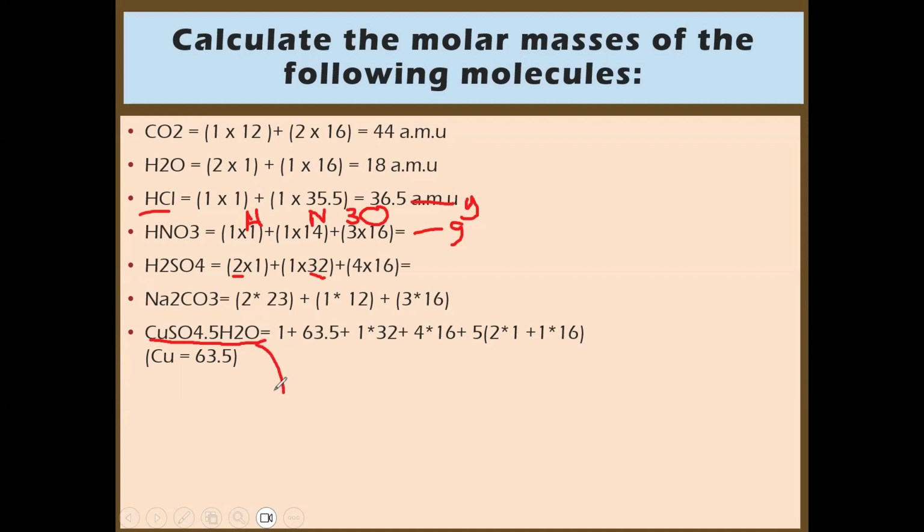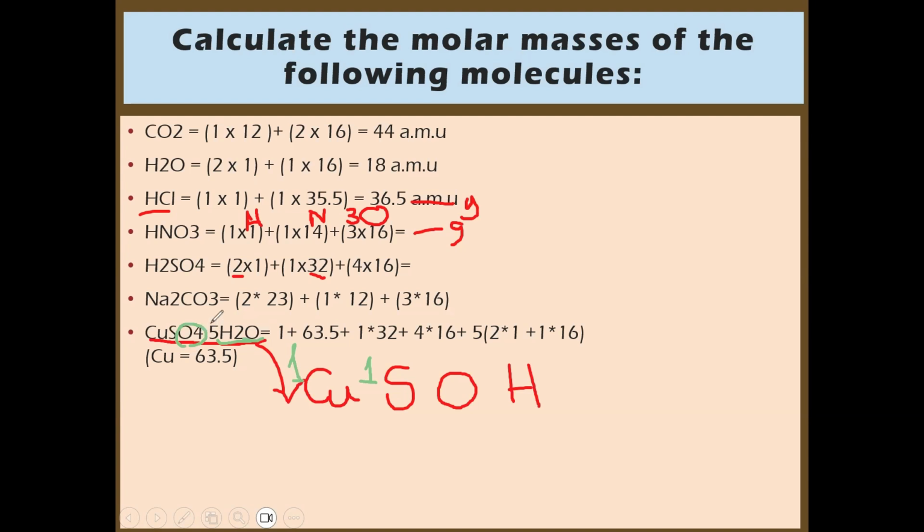Okay, let's have this one. CuSO4 5H2O, hydrated copper sulfate. Let's see what atoms we have and how many of each. We have copper, sulfur, oxygen, and hydrogen. We have one copper, one sulfur, and for the O, we have 4 oxygen here, and here we have 1 times 5. So we have 5 oxygens here.